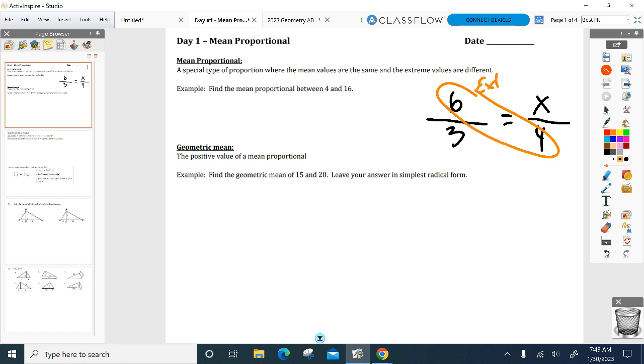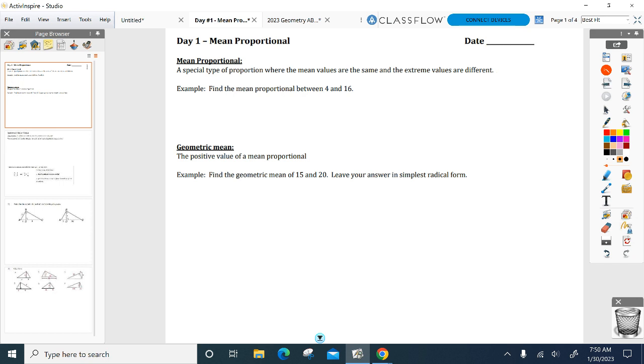These were the extremes, and these were called the means. What I'm going to show you today is a special type of proportion called a mean proportional, where whatever is in place of the means is exactly the same number or variable. A mean proportional is when the means are the same values and the extremes are different.